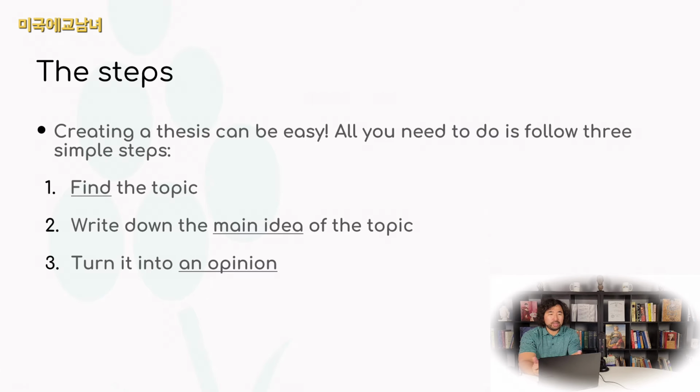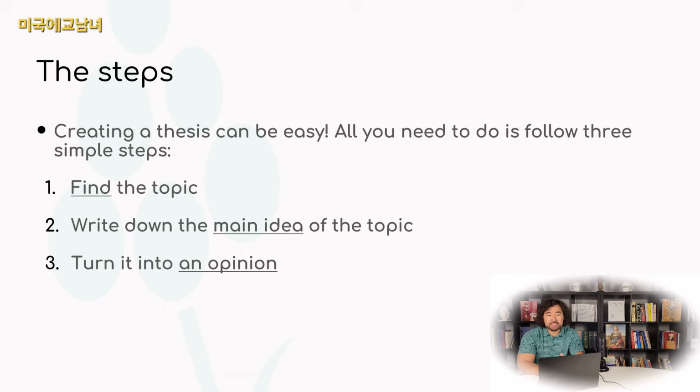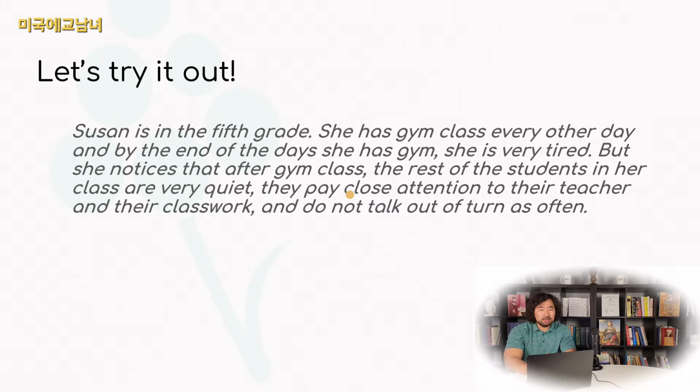We're going to learn how to create a thesis by using these 3 steps. We just need to follow these 3 steps in order to formulate your own thesis. First, find the topic of your paper. Second, write down the main idea of the topic. And third, turn it into an opinion. We're going to use this example to create a step-by-step thesis together.